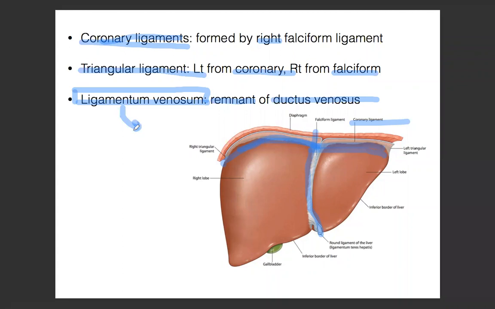تمام? And it's usually just a duct that connects two veins to bypass the circulation in the embryo. Okay? يعني احنا عندنا the important one is the falciform ligament والligamentum venosum.